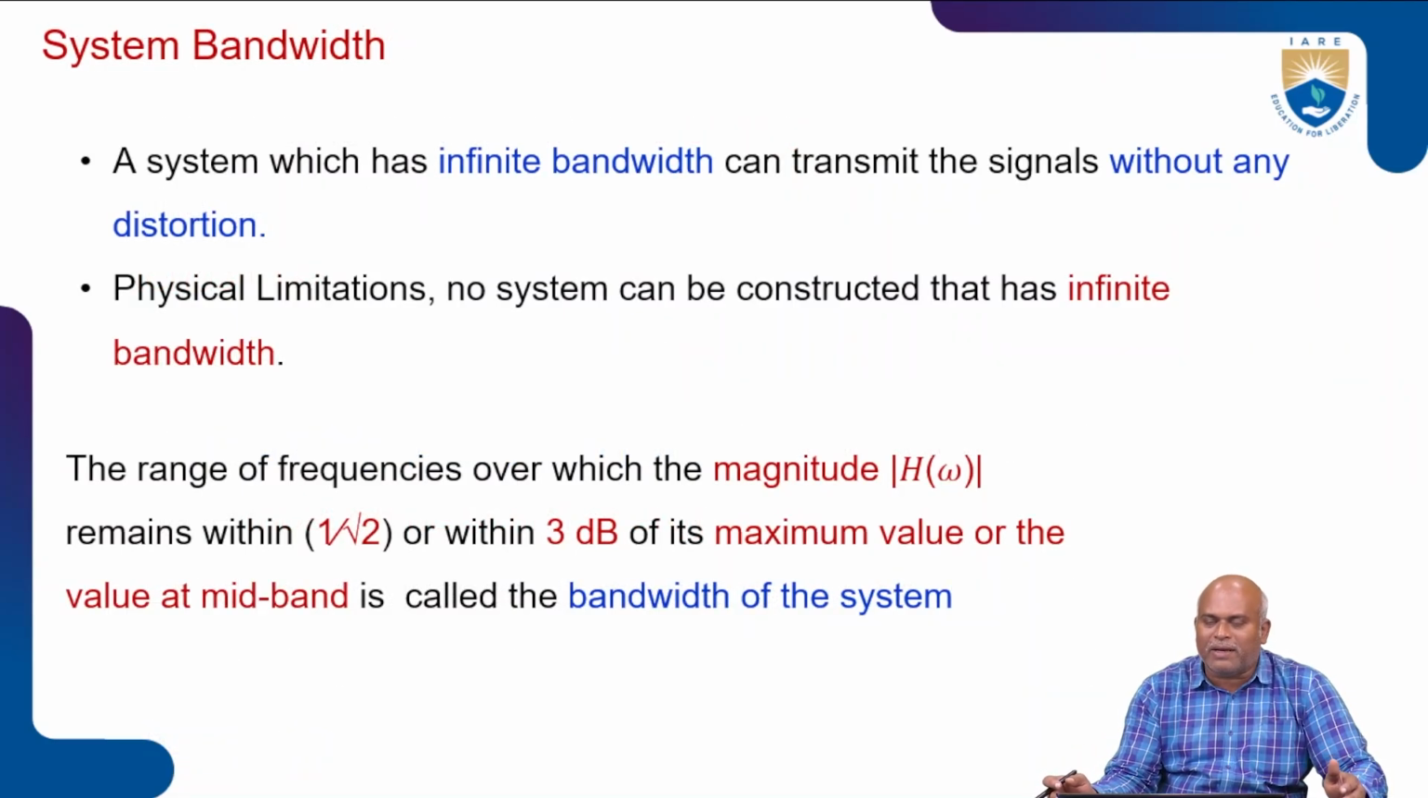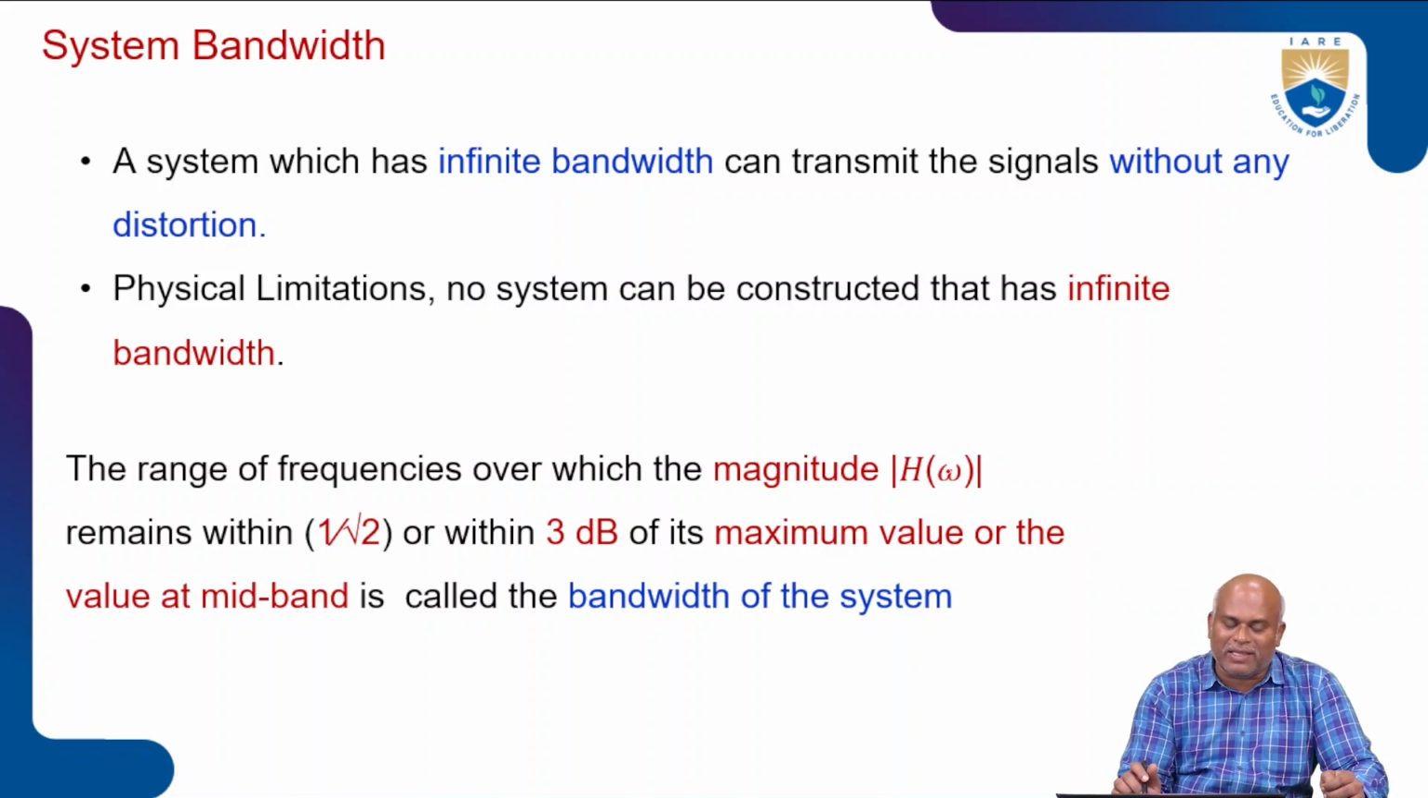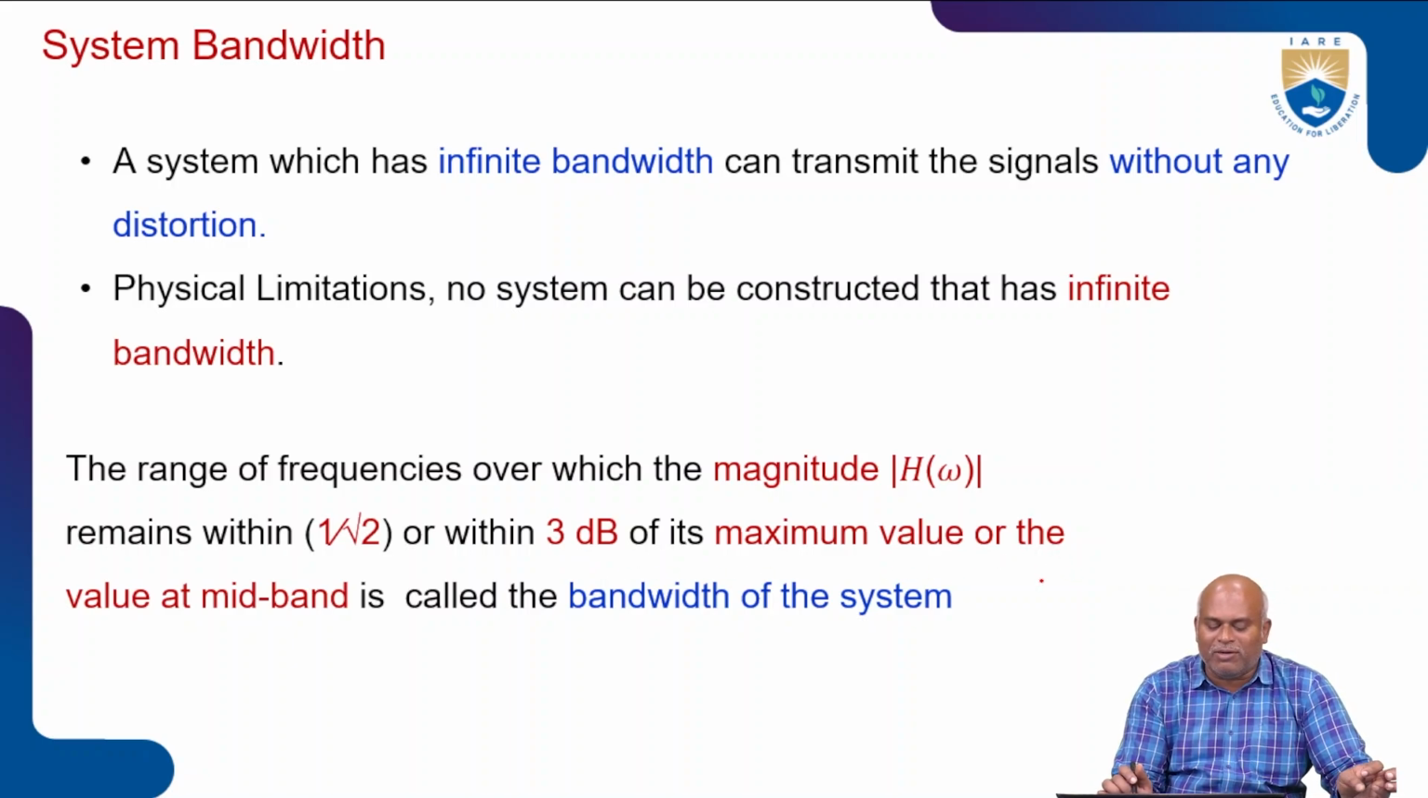It is going to happen within some limited period as a physical limit. No system can be constructed with infinite bandwidth. This is the way we may represent the system bandwidth. For the explanation, we take the range of frequency over which the magnitude of H of omega remains within 1 by root 2, or minus 3 dB, of the maximum value, or the value at mid band. This is called the bandwidth of the system.